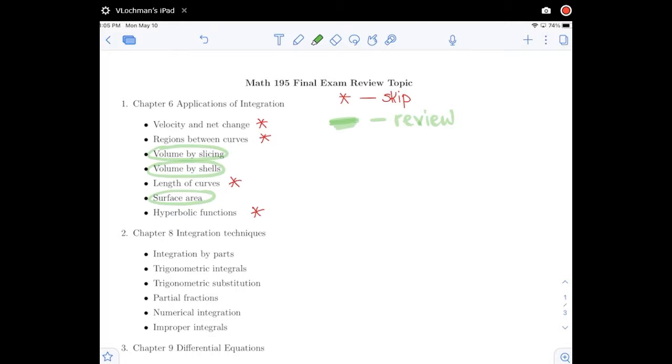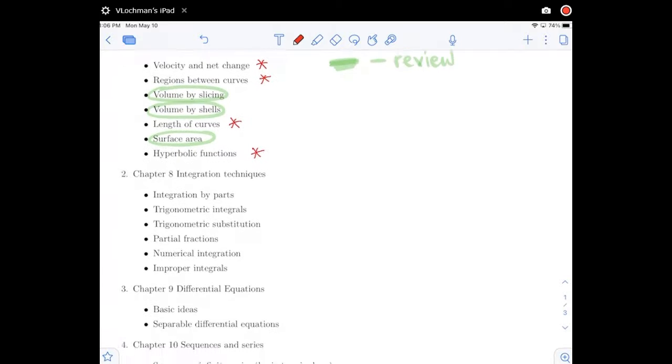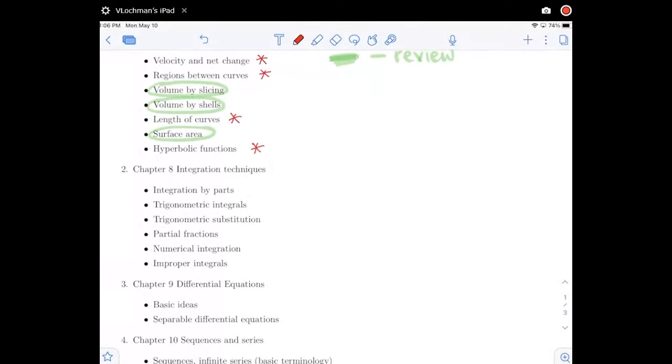It's been a while, right? It's been a while since we've done this one. So for this one, I would review any problems with volume and surface area from activity 1 and 2. I would review the notes. I would review test number 1. Okay, then the next test was based on chapter 8 and chapter 9.